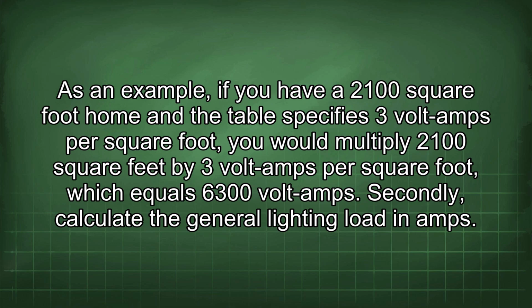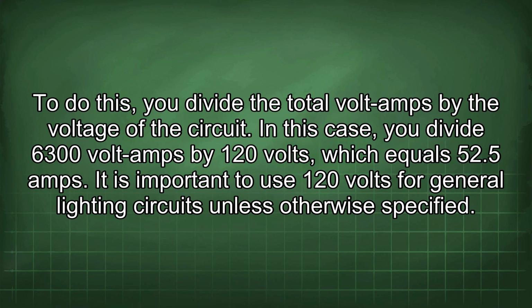Secondly, calculate the general lighting load in amps. To do this, you divide the total volt amps by the voltage of the circuit. In this case, you divide 6300 volt amps by 120 volts, which equals 52.5 amps. It is important to use 120 volts for general lighting circuits unless otherwise specified.